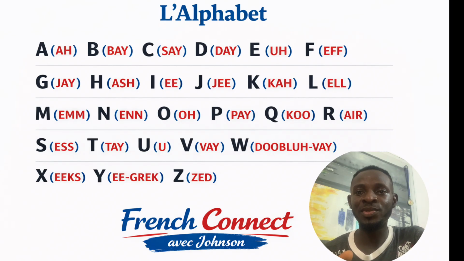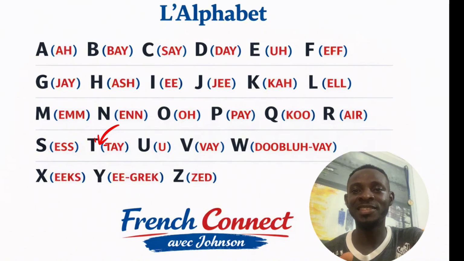Okay, so we're moving on to the next letter. We have letter S, which is our S in English. Good. So after letter S, we have T, which is our letter T in English. And after T, we have U. U. That's our letter U in French.